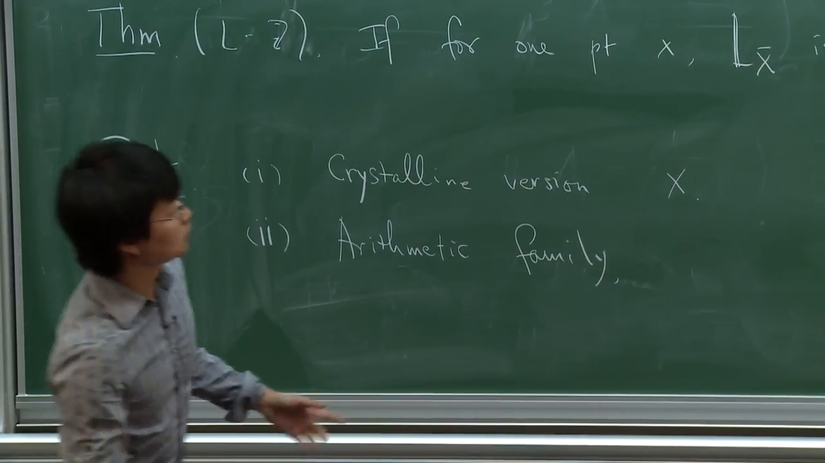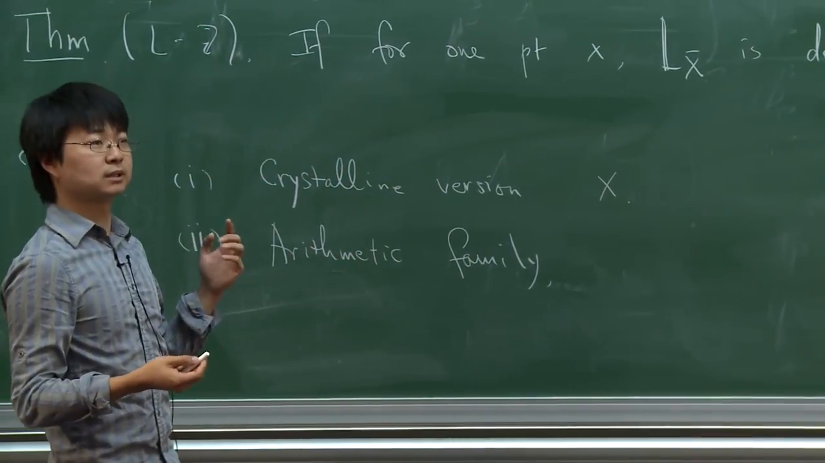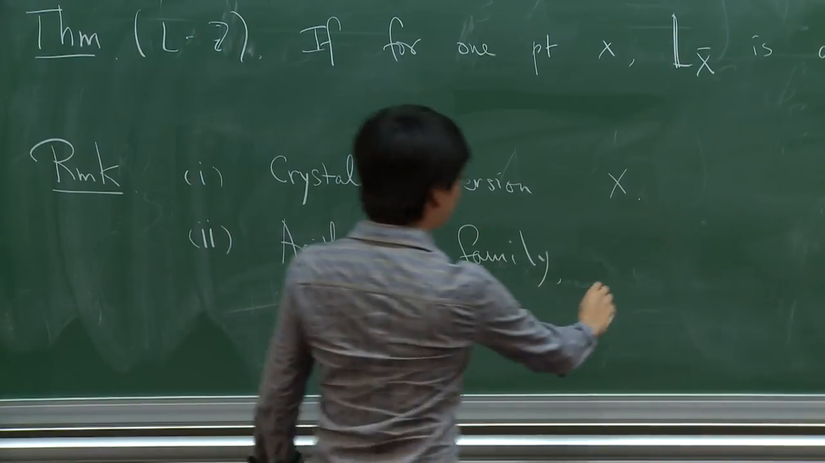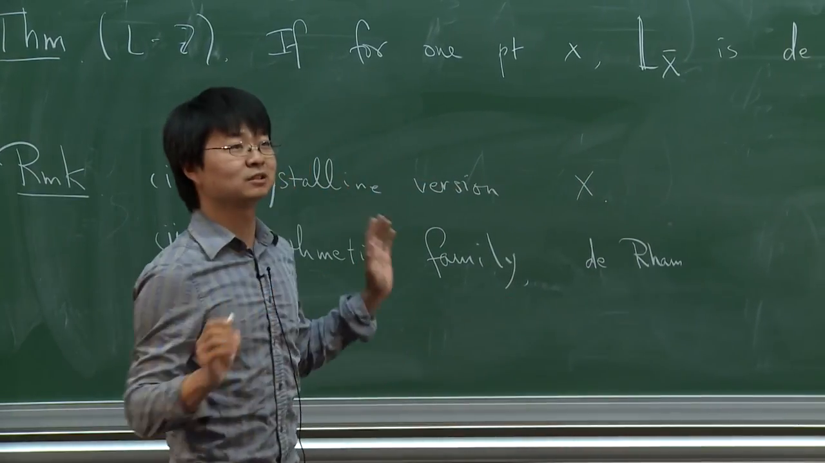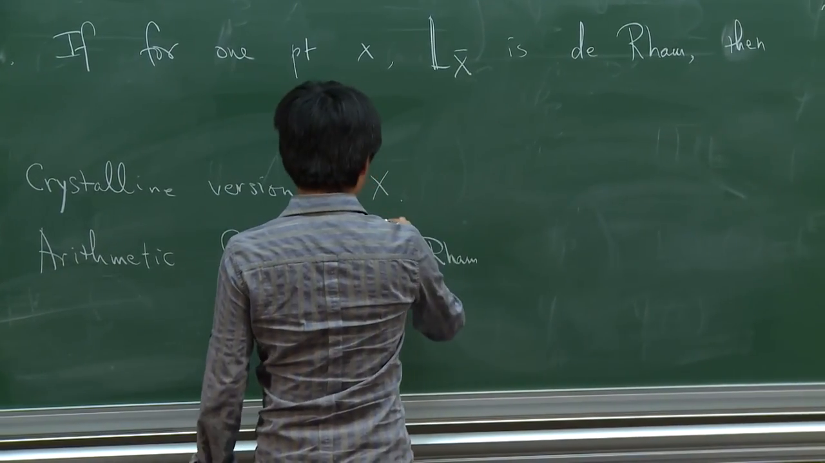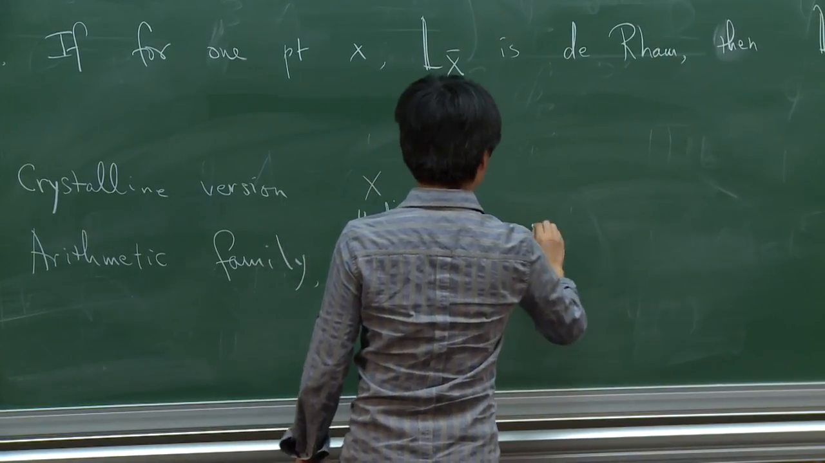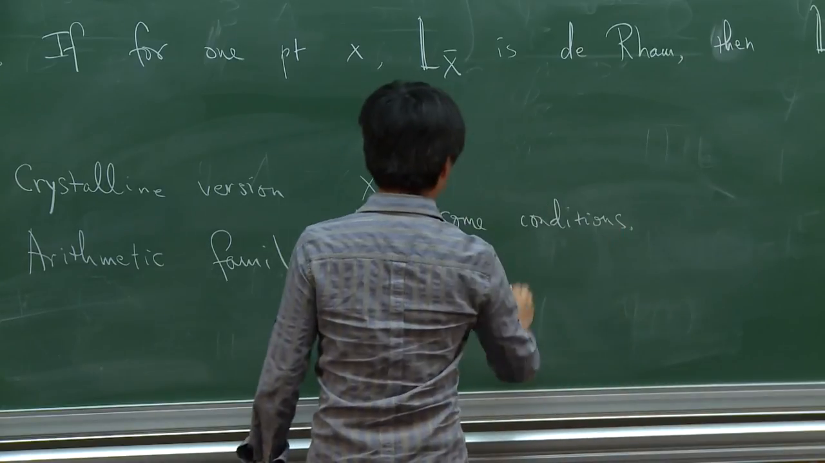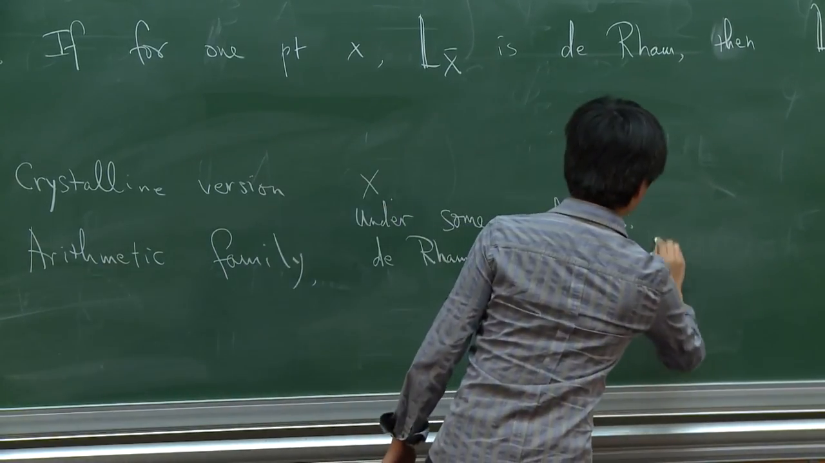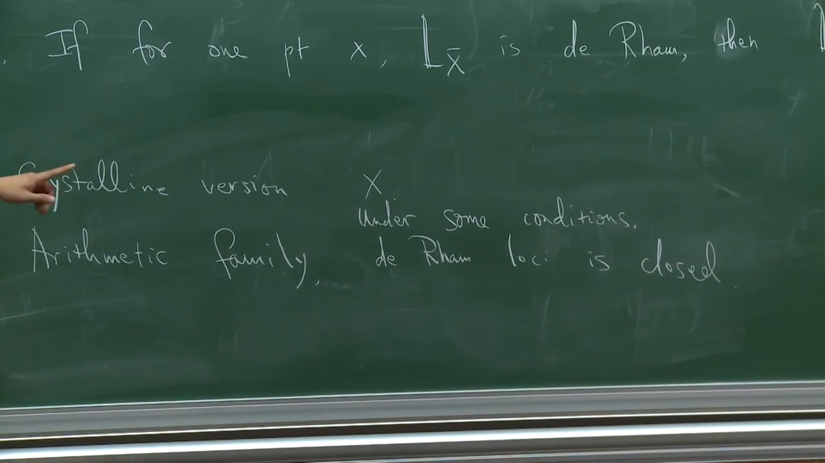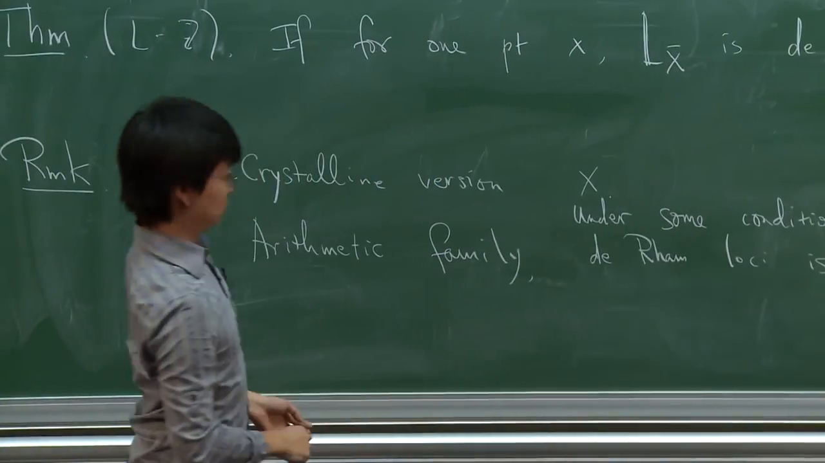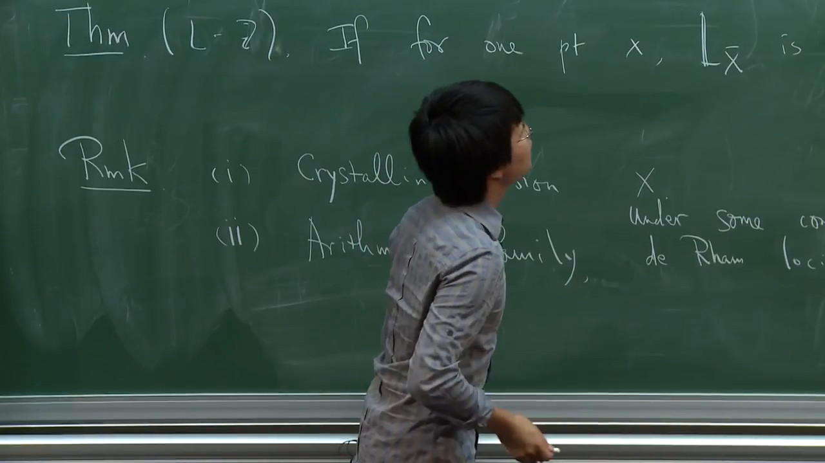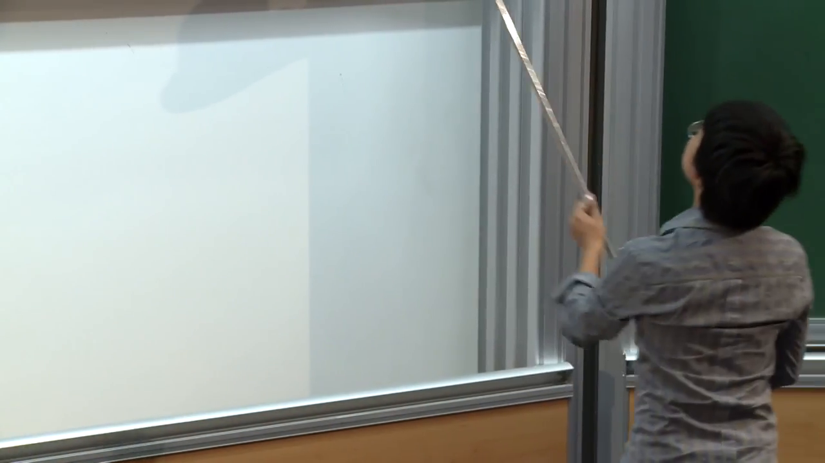In this arithmetic family situation, if I understand correctly, it's proved by Berger and Colmez that the de Rham locus is closed, under some condition. Analytically closed. So it's very different from this geometric situation where you just require the representation to be de Rham at one point and you get de Rham everywhere. So one should really compare this with this. How does it work?